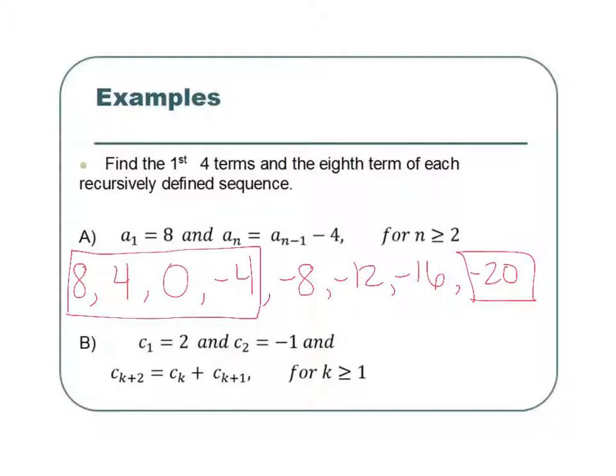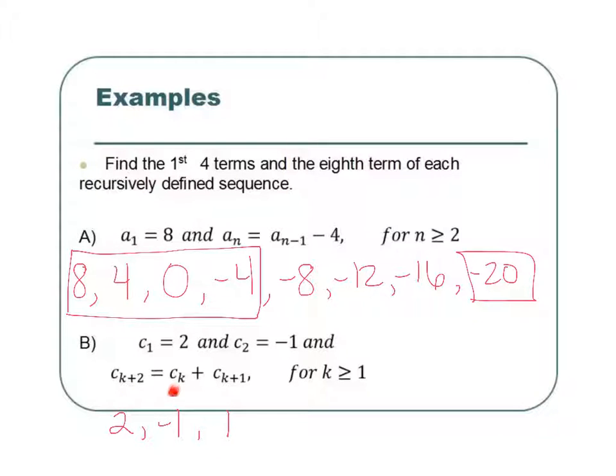So if my first term is 2, and my second term is negative 1, and now I'm looking for this next term here, well, this is the k plus 2, so I'd have to go back to the k term, add the k plus 1 term, and that would get me this. So basically I'm just adding these two numbers together. Okay, so that gets me a positive 1. Now I'm looking for this term. Well, I've got to go back 2 spots, so I've got to use this one for the k term, and this is the k plus 1 term.